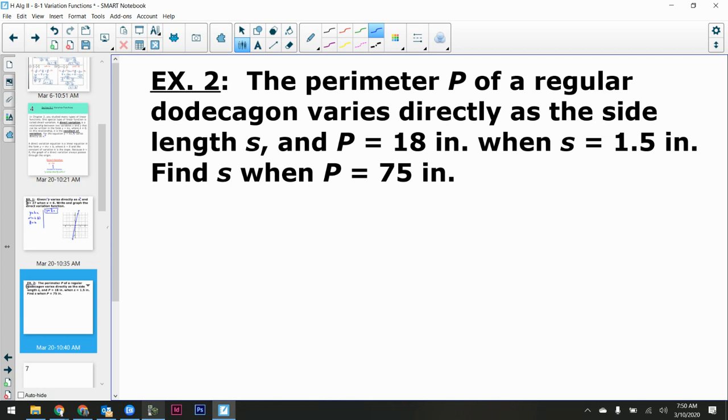Try to make the equation. The perimeter P of a regular dodecagon varies directly as the side length S. If the perimeter is 18, the side is 1.5. Find S when P is 75.